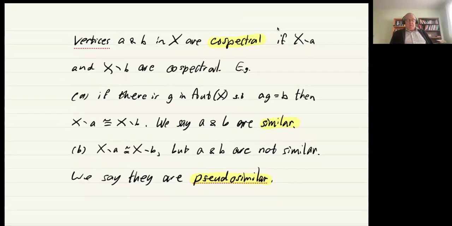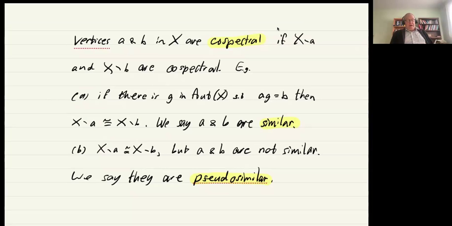And so, for example, to give a very trivial example, if there's an element of the automorphism group that sends A to B, then X drop A is isomorphic to X drop B, and so they're cospectral. In this case, we say that A and B are similar vertices, which you can send one to the other by an automorphism. So similar vertices are necessarily cospectral.